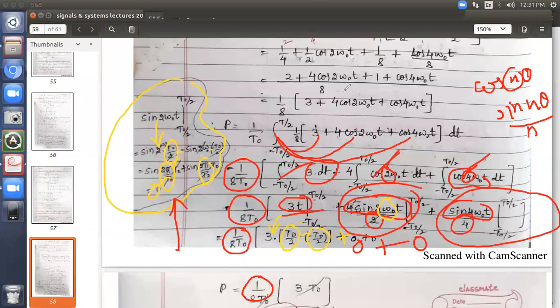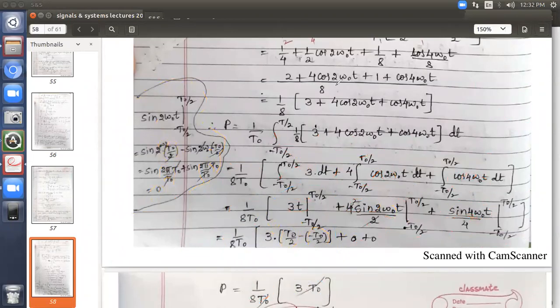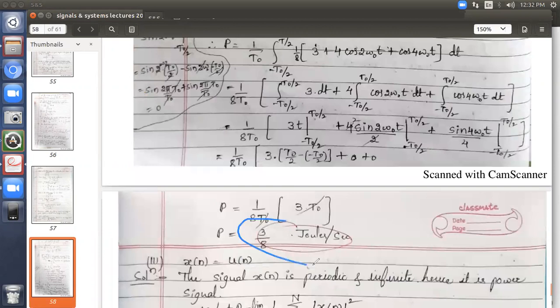Only the first term integration is important here. So simplify this. 1 by 8 t naught same. Then 3 into half plus half will become 1, so it is 3 into t naught. T naught again cancels. You will be left with 3 divided by 8. So 3 by 8 joules. This is the power of the given signal. I hope you understood this. Calculations are more important.